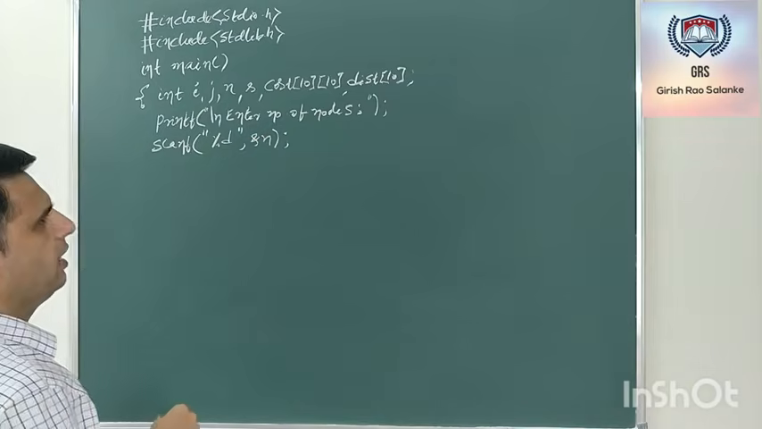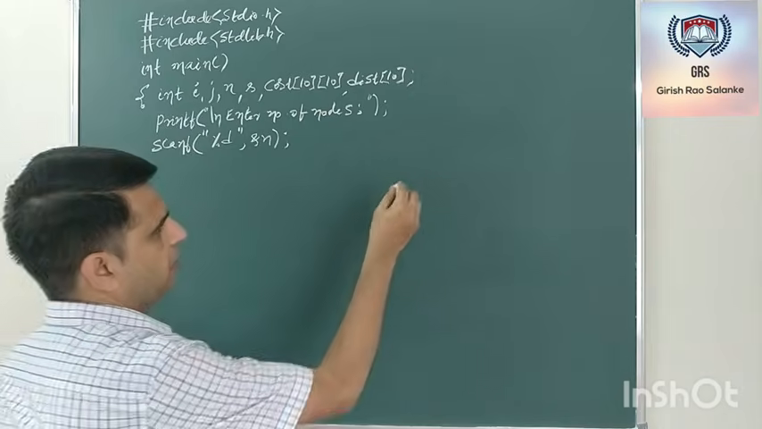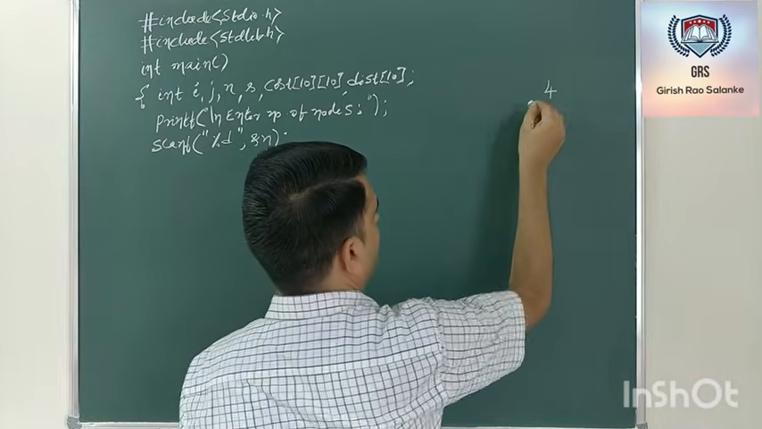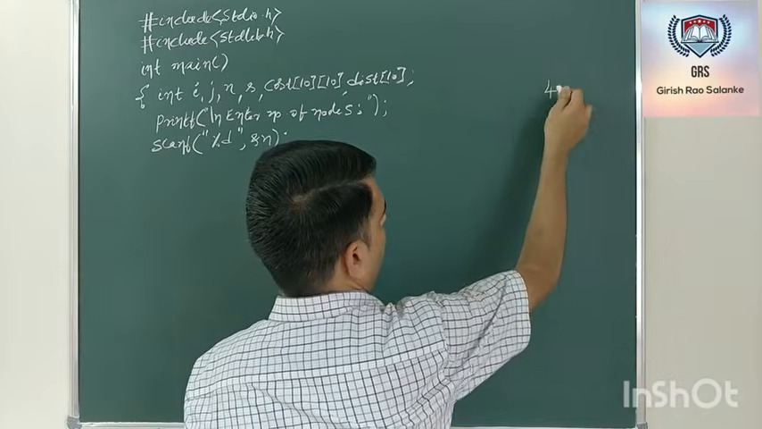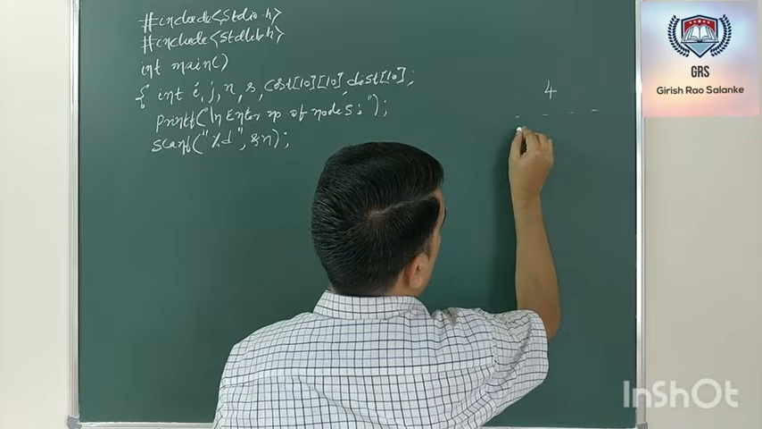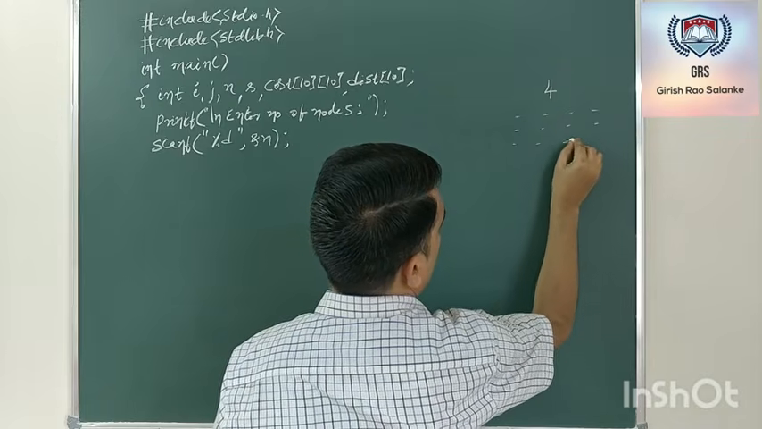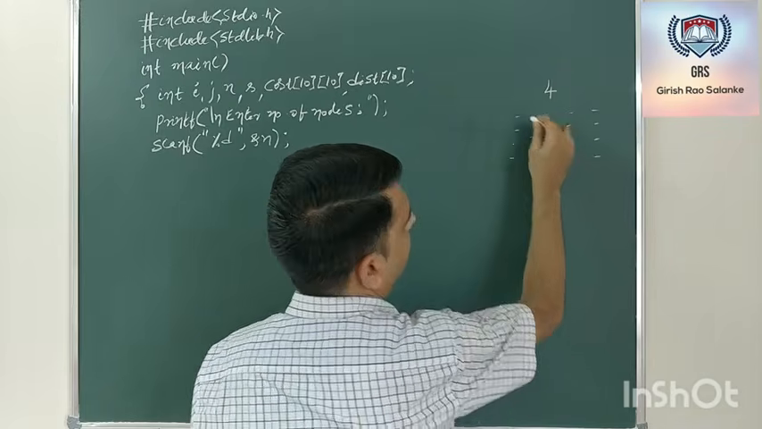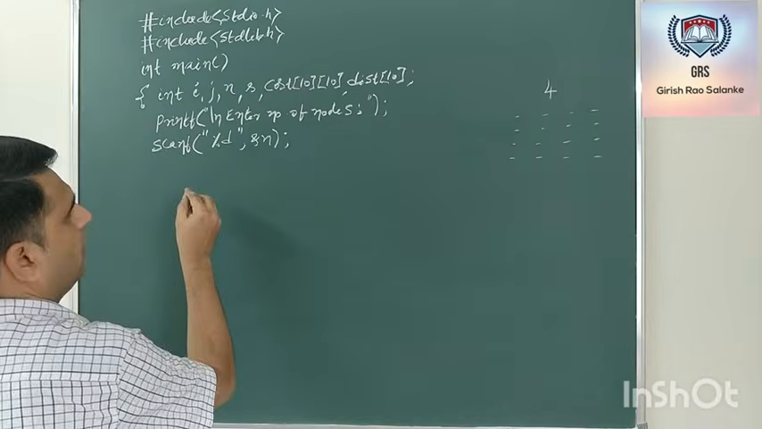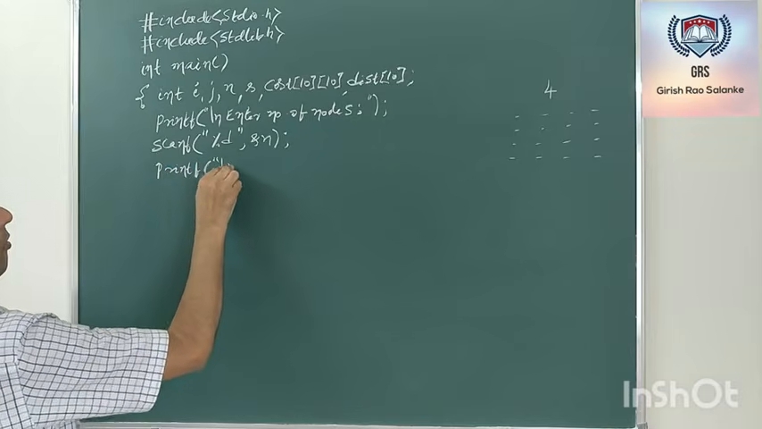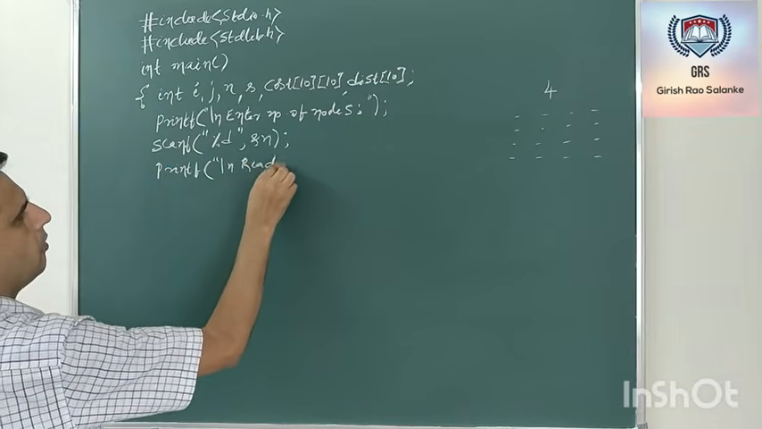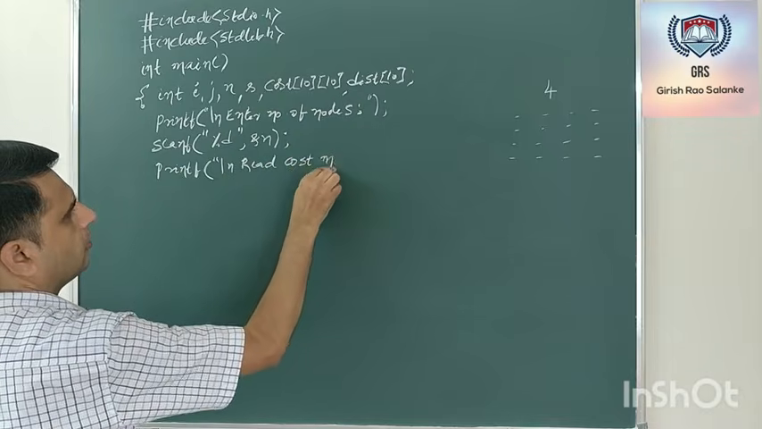Now first I have read the value of n. Now, if I assume that I have read the value of n as 4, it implies 4 nodes. Now, depending upon 4, I need to read how many values? 16 values. I need to read 16 values. So, printf read cost matrix.